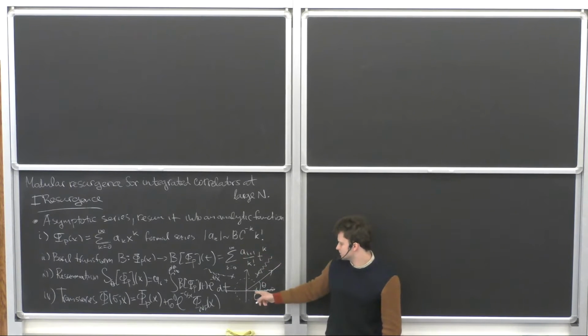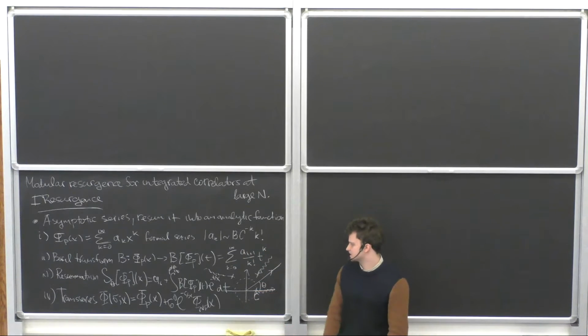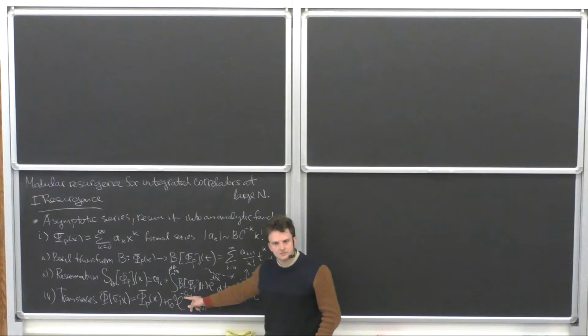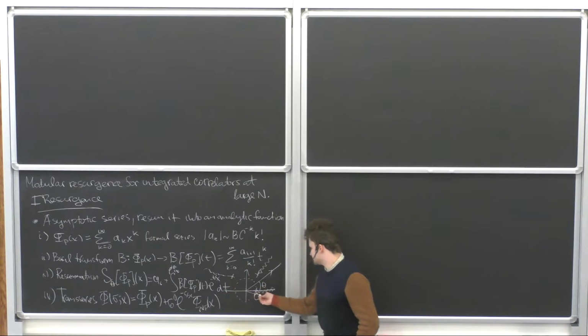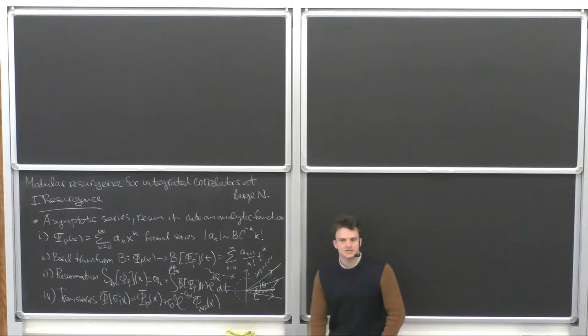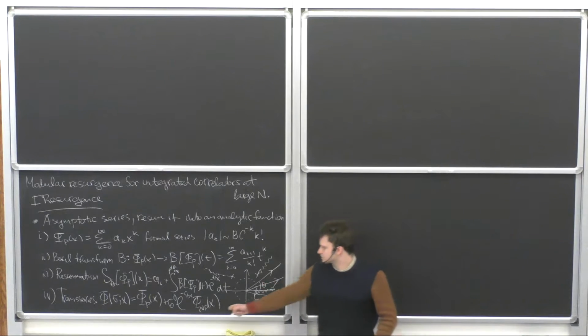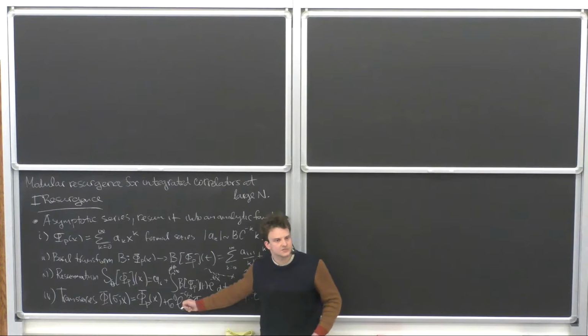So this c is really encoding the position of the nearest singularity, and it's the same c which will appear here in the exponentially suppressed term. And the point is that if I'm integrating slightly below this cut or slightly above this cut, there will be a difference, and the difference will be of this form, so it's exponentially suppressed.